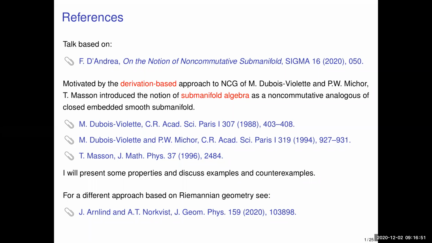The definition of submanifold algebra, I will arrive at immediately, is something quite natural that people have actually been studying under different names. There is also a different approach to non-commutative submanifolds that is more in the direction of Riemannian geometry, which you can find in a recent paper by Arnlind and Norquist. This is a different notion because there is some kind of Riemannian metric involved, and you have something analogous to not just an embedding, but an isometric embedding.